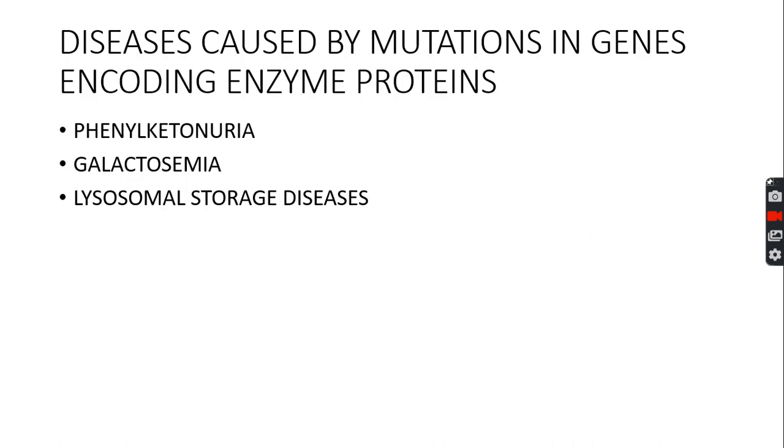So other diseases we have to look out for are those that are caused by mutations in genes encoding for enzyme proteins. So we have phenylketonuria, where you have abnormalities in the way phenylalanine is actually metabolized in the body. We also have galactosemia as well, and lysosomal storage diseases.